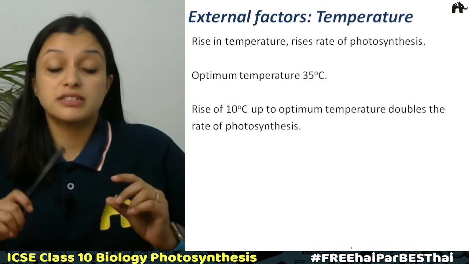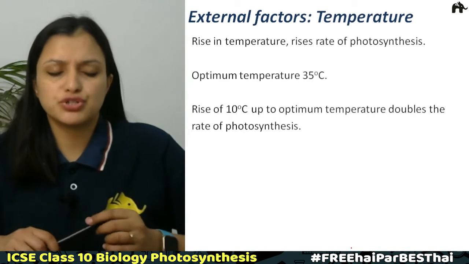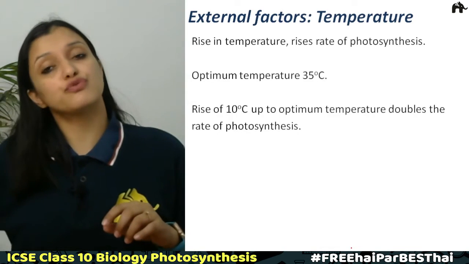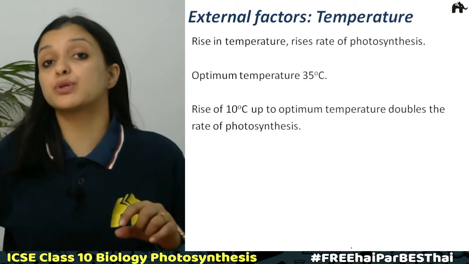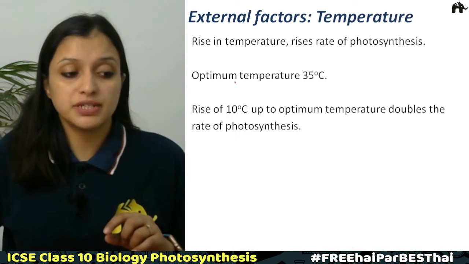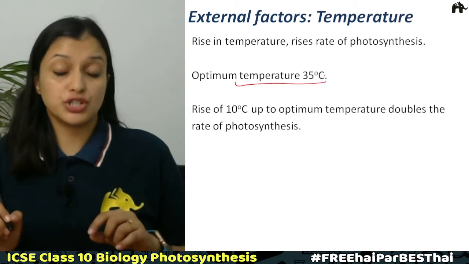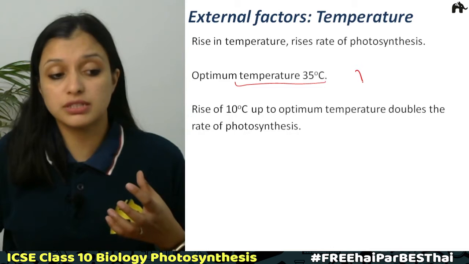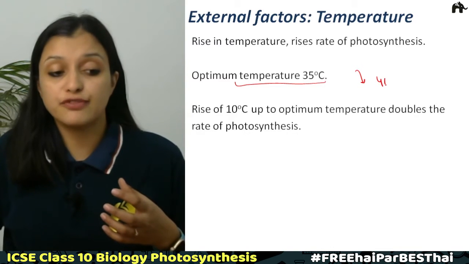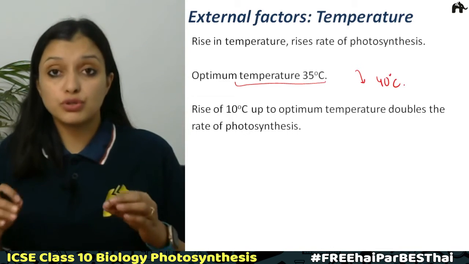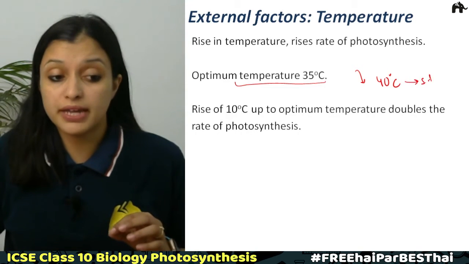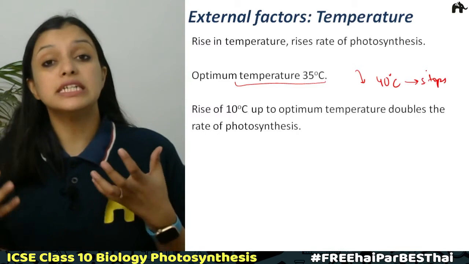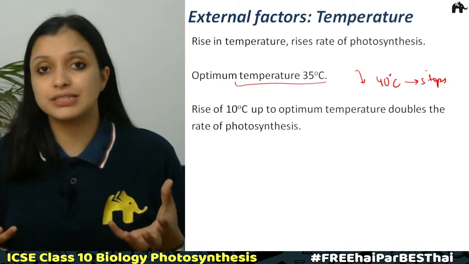So next comes the external factor, that is temperature. Temperature is a very important factor. As the temperature rises, the rate of photosynthesis tends to rise, but up to a certain point. The optimum temperature is said to be 35 degrees Celsius. But after 35 degrees Celsius, the rate of photosynthesis starts decreasing, and at 40 degrees Celsius, the photosynthesis stops. Why? Because this is a very high temperature where the enzymes degrade and hence no photosynthesis happens.